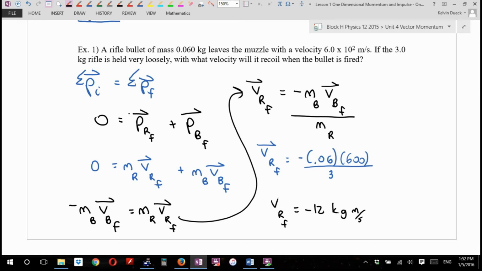Isn't it velocity? Oh, thank you. I did momentum. That's a candy. I'll get you one later. Good catch. Here.